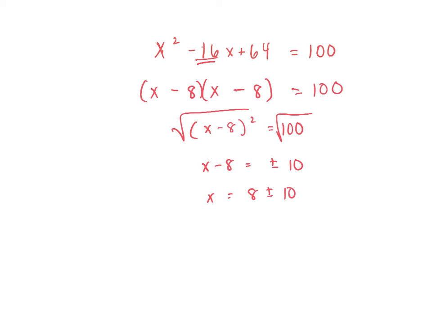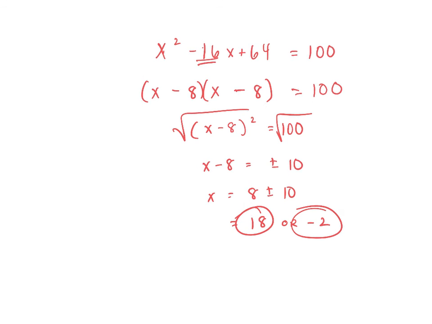Now again, this one I can simplify because I have two real numbers. I got 8 plus 10, 18, or 8 minus 10, negative 2. There's my two solutions.